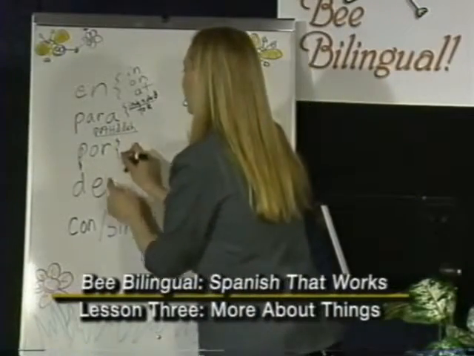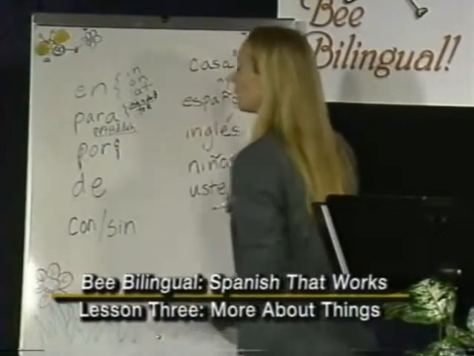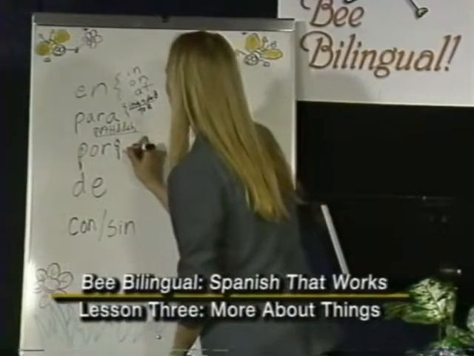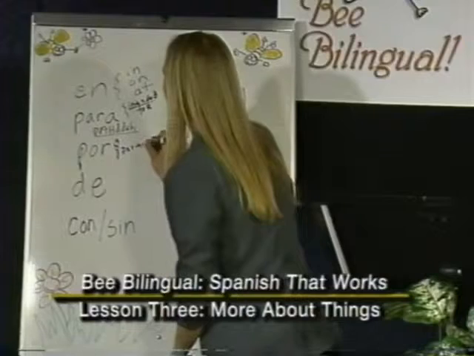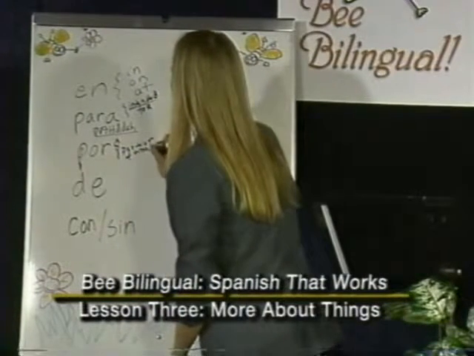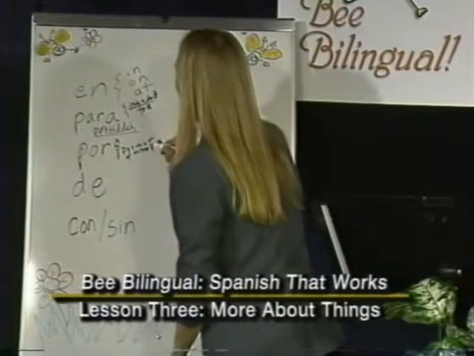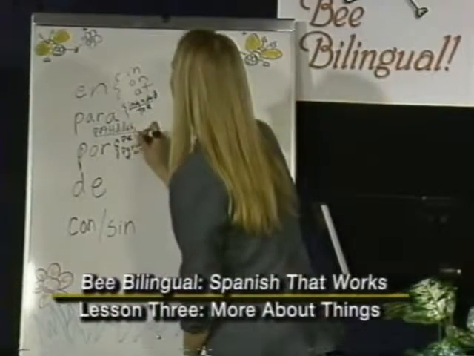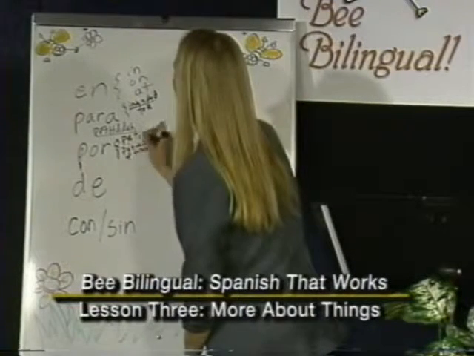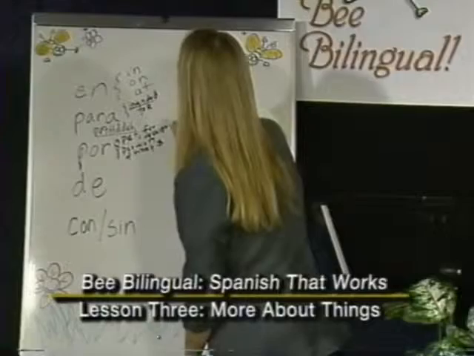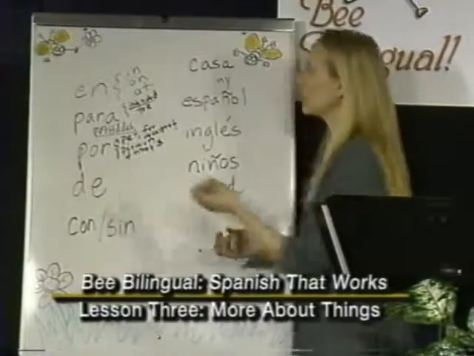Looks like for, but mostly when you use for, it won't translate as for. The exception is with a portion, cute, huh, of time and money. Portion of time and money. Most of the time when you use por, it can translate as per or for receipt of. It's more of an exchange.